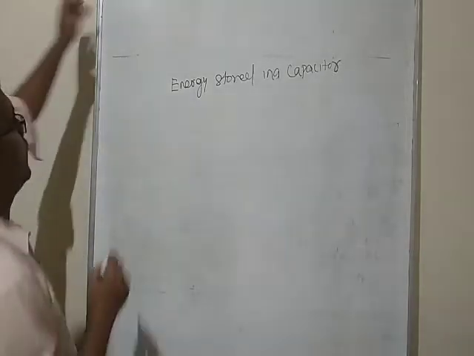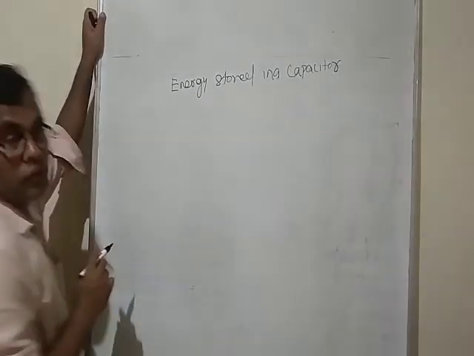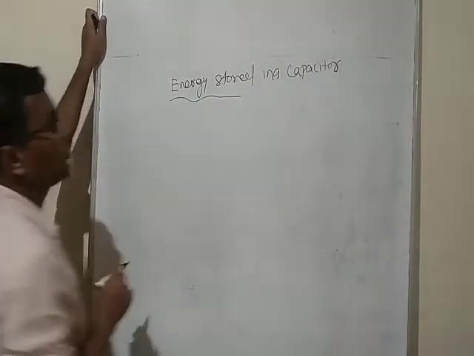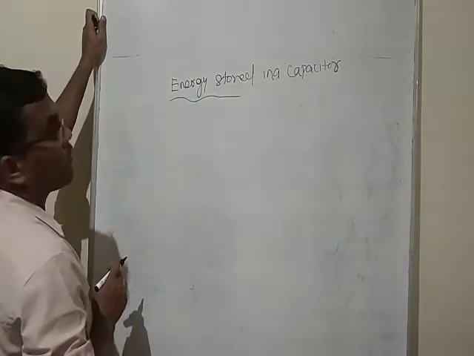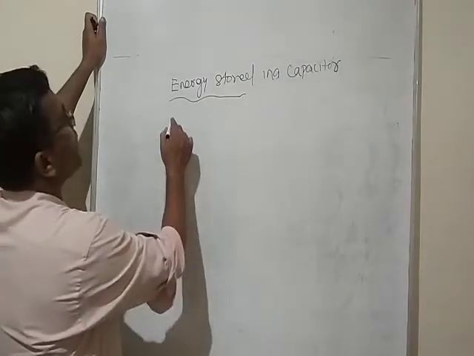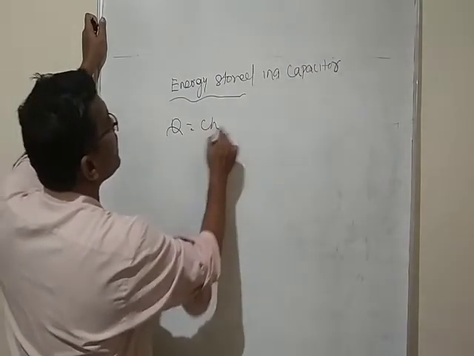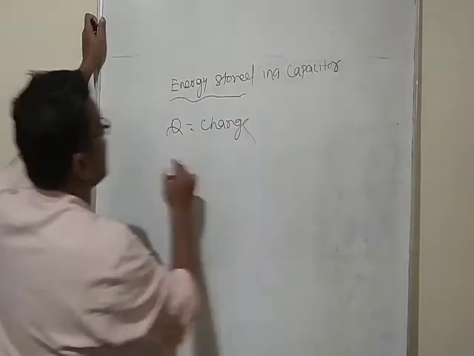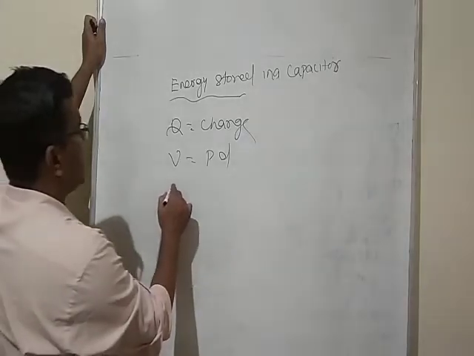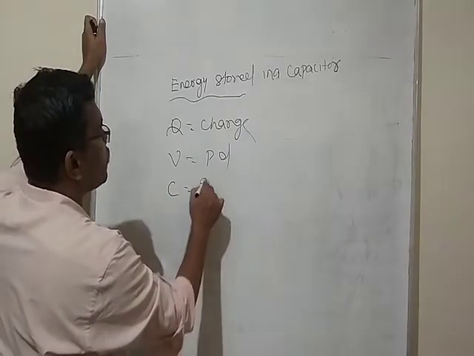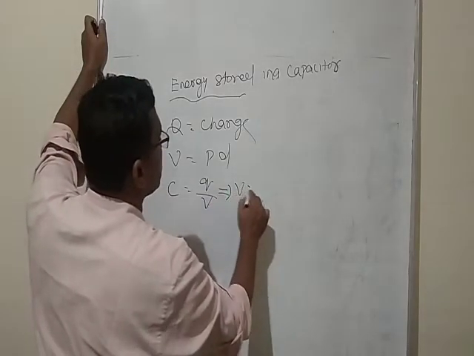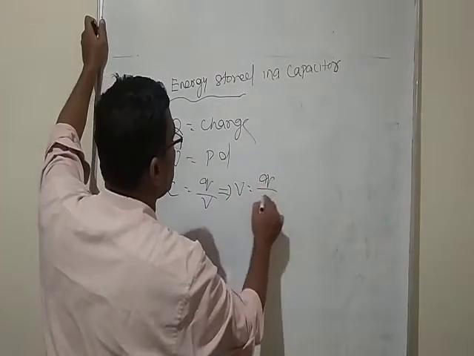Now let's derive the energy stored in a capacitor. The energy is stored in the form of potential energy. If Q is the charge and V is the potential difference, then C is equal to Q by V. This implies V is equal to Q by C.